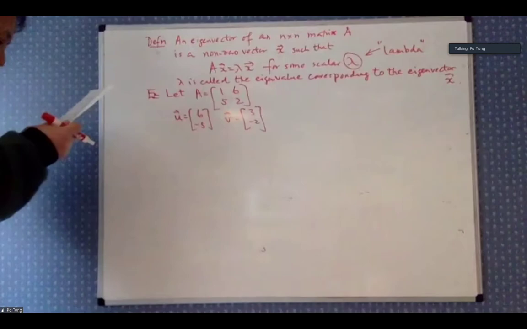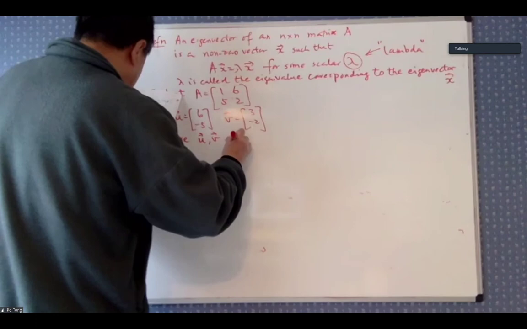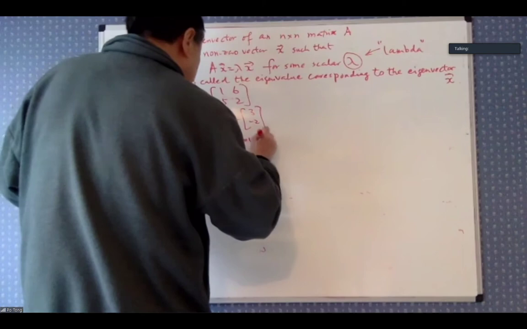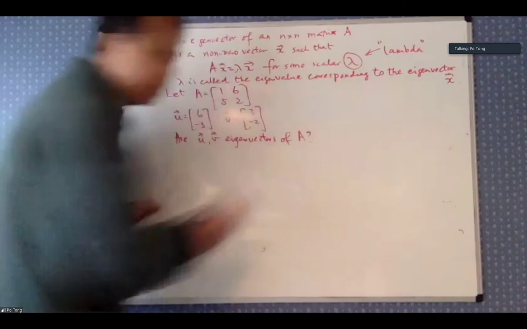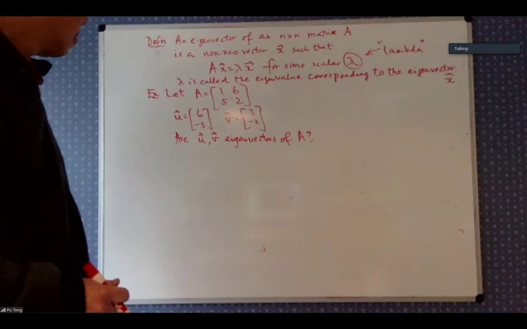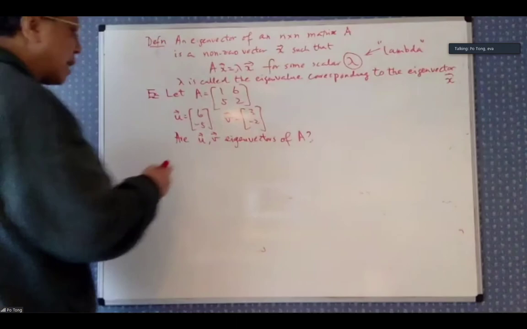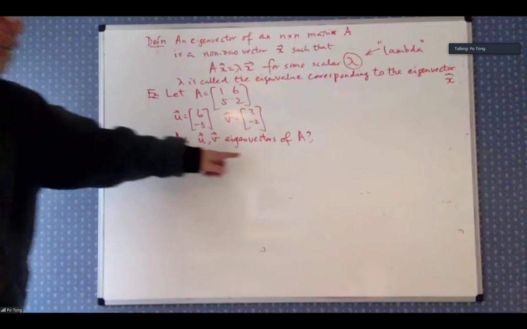Okay, so let's ask this question. How do we answer this question? Are these two vectors eigenvectors of A? All we need to do is multiply A by u and see whether this is a scalar multiple of u.